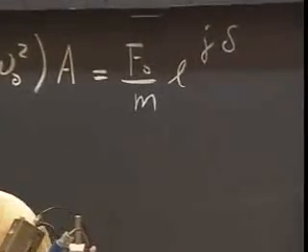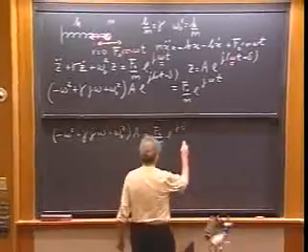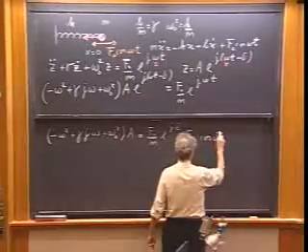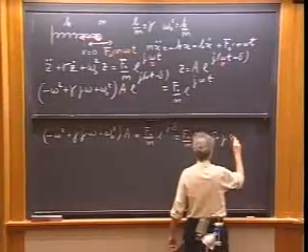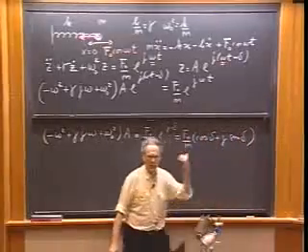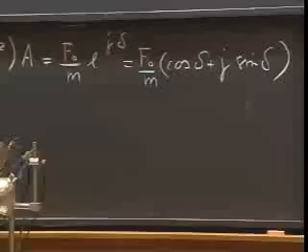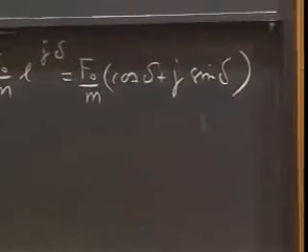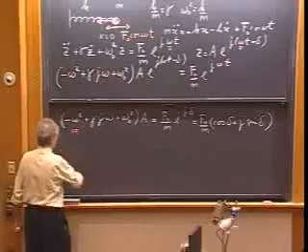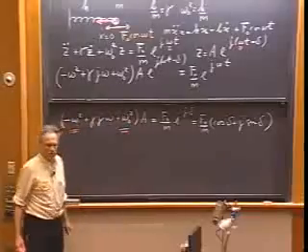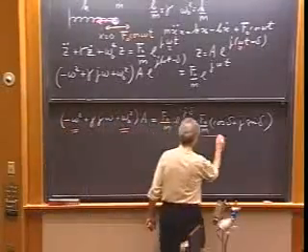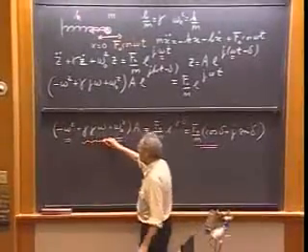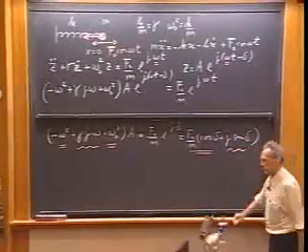Can we live with that? And this can be written F0 divided by m times the cosine of delta plus j times the sine of delta. I'm still in the complex plane, but that's Euler. Now let's compare apples with apples and oranges with oranges. This is an apple, and this is an apple. That means it's real. But there are also oranges. This is an orange, it has a j, and this is an orange that has a j.